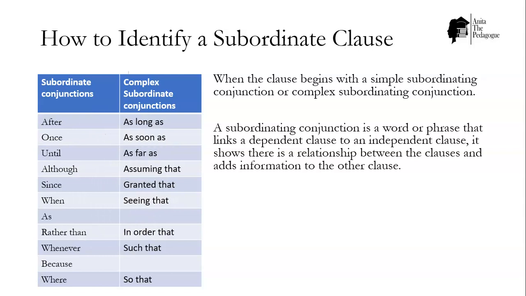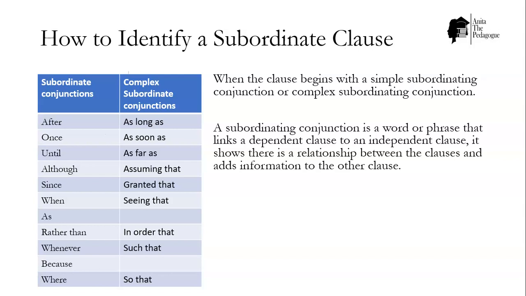Okay, so here are some examples of subordinating conjunctions: after, once, until, although, since, when, as, rather than, whenever, because, where. And the complex subordinating conjunctions: as long as, as soon as, as far as, assuming that, granted that, saying that, in order that, such that, so that. Actually, it goes on and on. These are not the only subordinating conjunctions that we have.